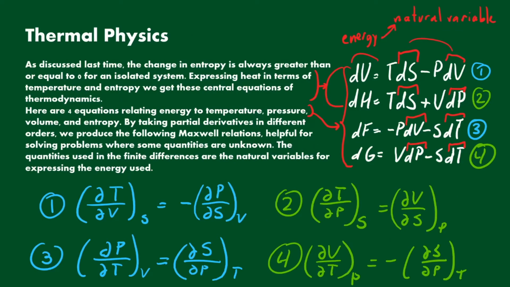Thermal physics. As discussed last time, the change in entropy is always greater than or equal to 0 for an isolated system. Expressing heat in terms of temperature and entropy, we get these central equations of thermodynamics. Here are 4 equations relating energy to temperature, pressure, volume, and entropy. By taking partial derivatives in different orders, we produce the following Maxwell relations, helpful for solving problems where some quantities are unknown. The quantities used in the finite differences are the natural variables for expressing the energy used.